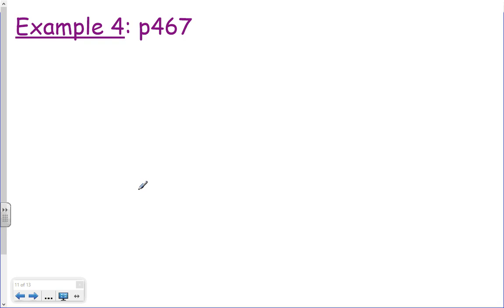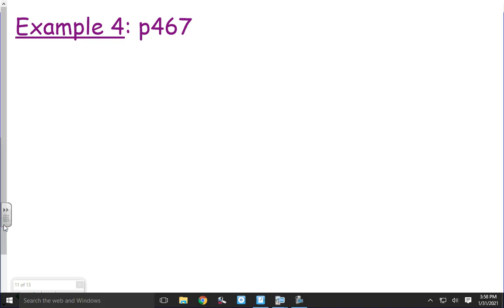All right, let's take a look at another example. This one gets a little bit further into what we really want to be able to do with vectors. They give us a vector A that has a magnitude of 5 at 70 degrees. Vector B is 6 at 25 degrees. And they want us to find the resultant R.